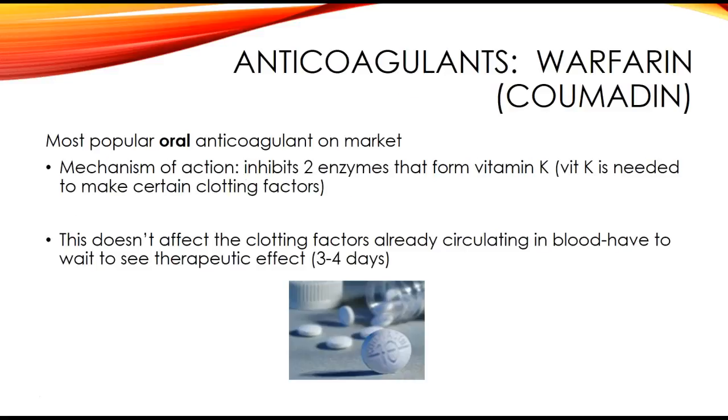Okay, we're switching to our next anticoagulant, which is warfarin, or Coumadin is the brand name. This is the most popular oral anticoagulant that is on the market, and the mechanism of action is that it's going to inhibit a couple of the enzymes that form vitamin K. So we know that vitamin K is needed in making those certain clotting factors, so it's going to inhibit some of that vitamin K from being made. It doesn't affect the clotting factors already circulating in the blood, so we have to wait for a therapeutic effect about 3 to 4 days for those already circulating factors to go away.